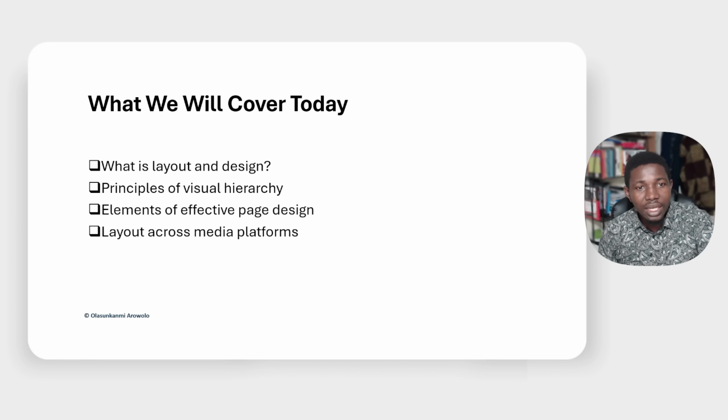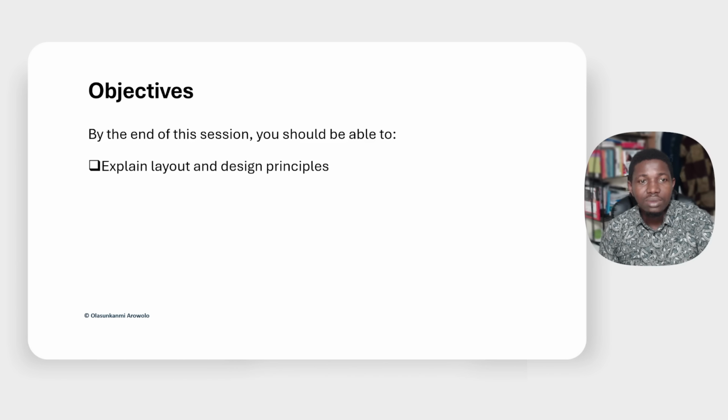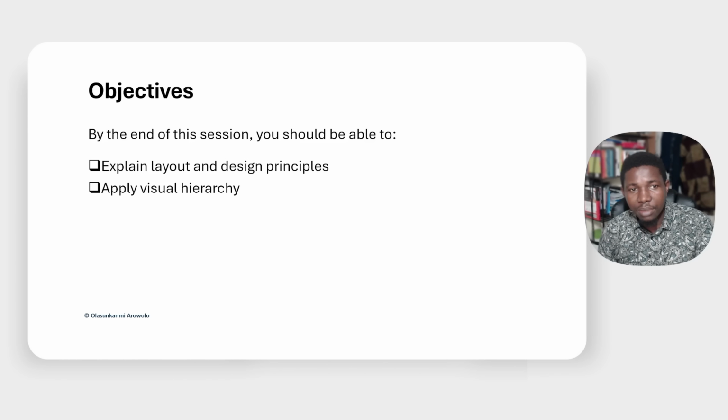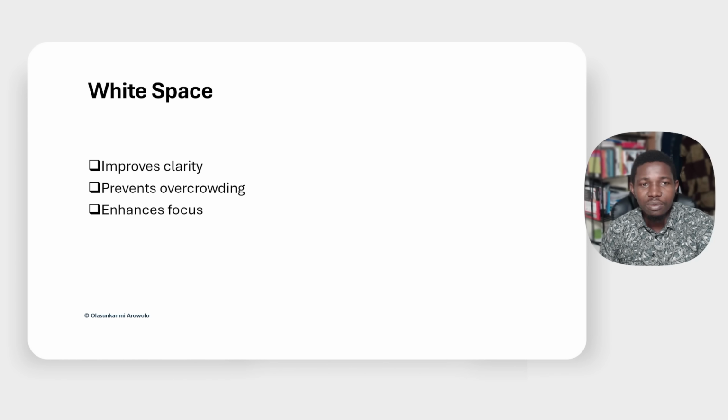Now, we look at layout across multiple media platforms, and then practical application. Our objective remains that we're trying to explain layout design principles, apply visual hierarchy, identify poor layout, and create a clear, structured page design. We'll be looking at the very first page of a book, as an instance of a media. These same principles apply to graphic designs, to newspaper designs, and more. Then we'll probably look at a newspaper too, and give you some clarity.